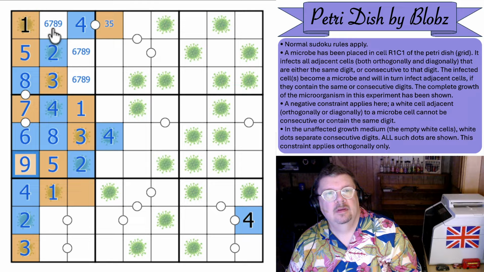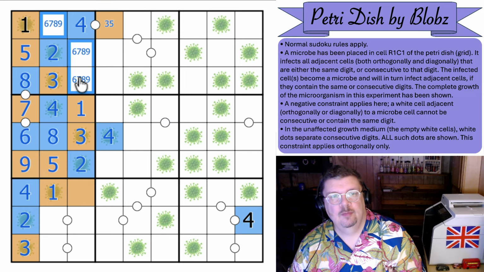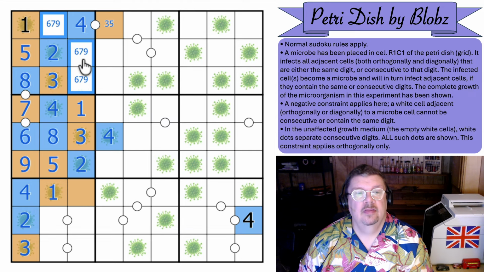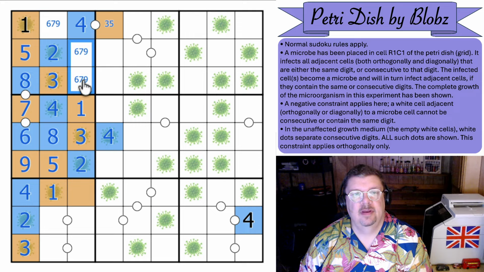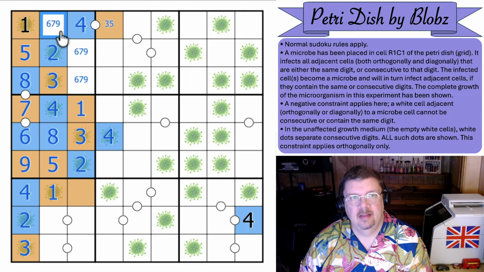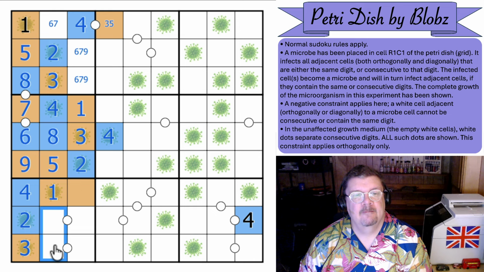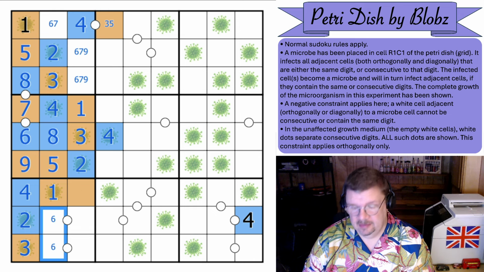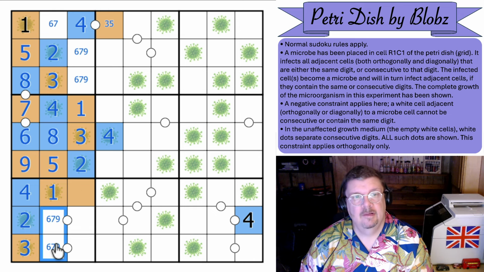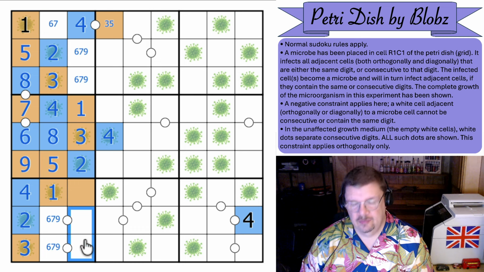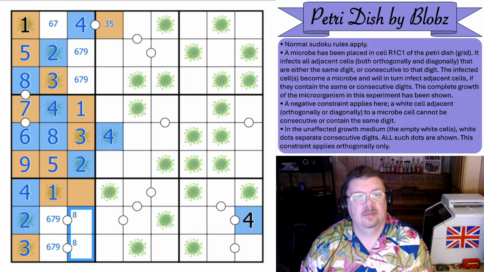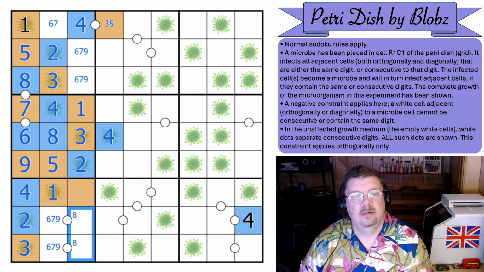Okay, that removes 8 from all of those. That can't be a 6-7 pair, therefore there must be a 9 in there, so that's not a 9. That is 6, 7, and 9. One of those must be a 9, so one of those is an 8. So that is 5 or 7.